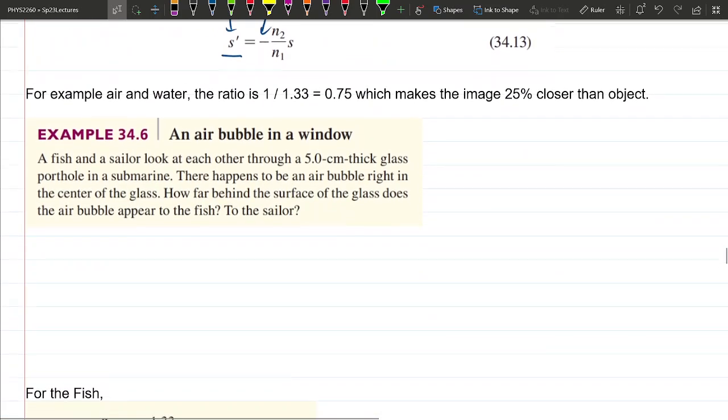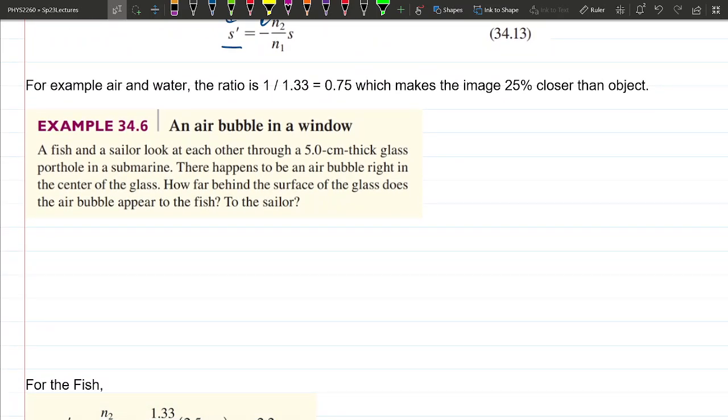All right, so let's do a quick example. Let's say you are in a ship and there's a fish and a sailor looking at each other. You know how fish loves a sailor or sailor loves fish, I don't know which way the affection goes. And they're looking at each other through a 5 centimeter thick glass porthole in a submarine. And there happens to be an air bubble right at the center of the glass.